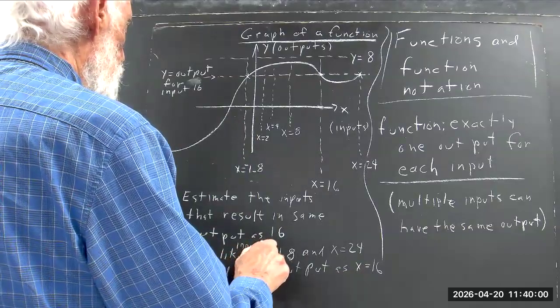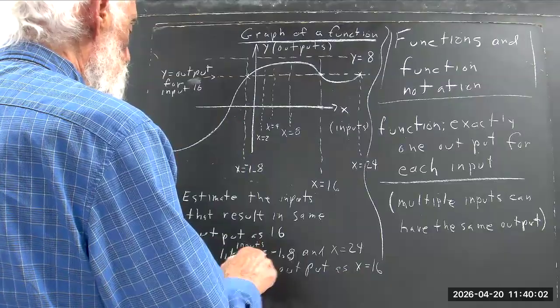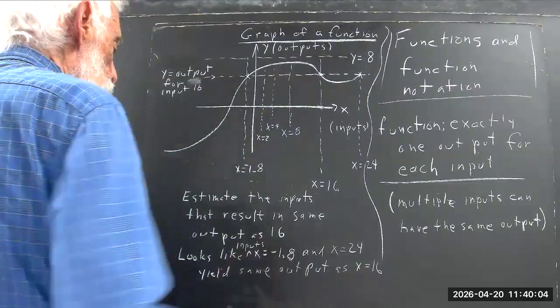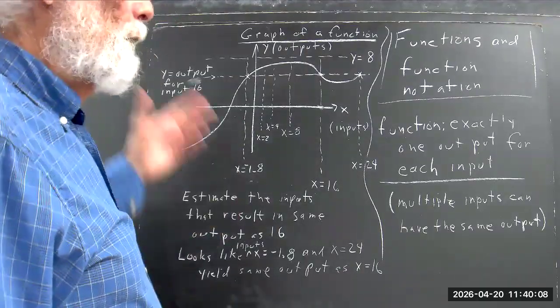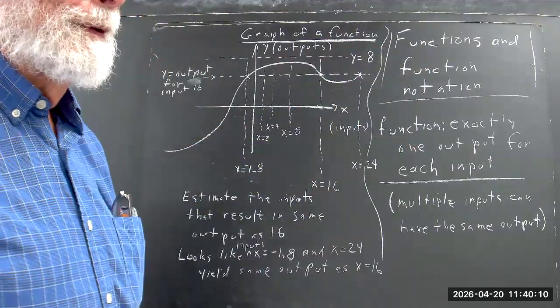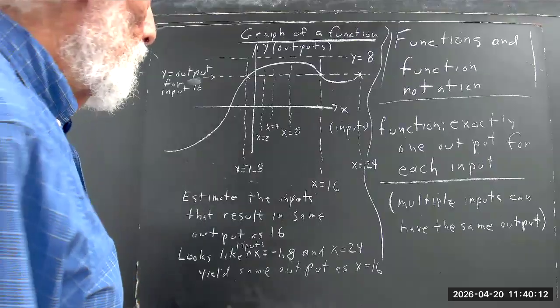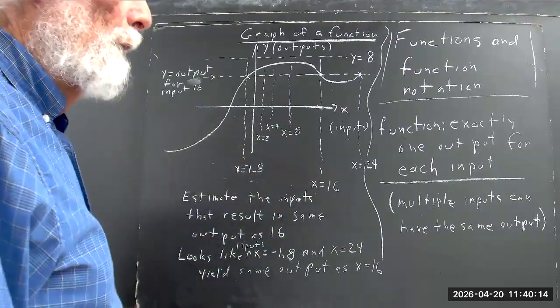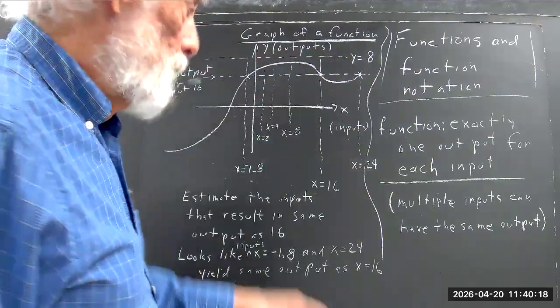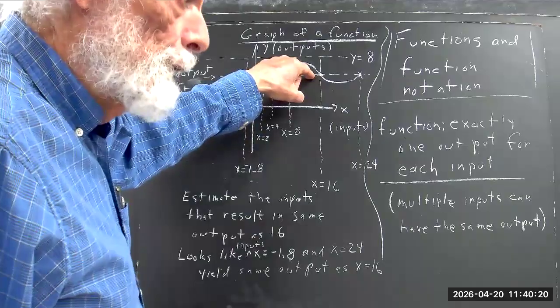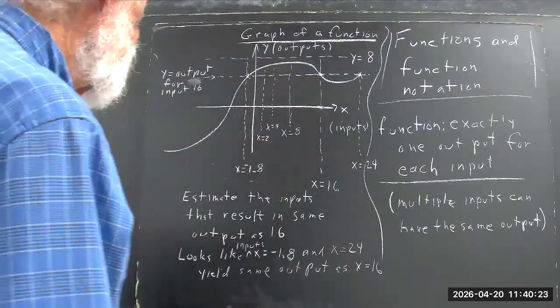I want to reinforce the fact that your x values are the inputs and the y values are your outputs. Now we've done all that and we don't even know what the y value is. Okay? We didn't need to know what the y value is in order to identify all the points that have the same input as x equals 16.